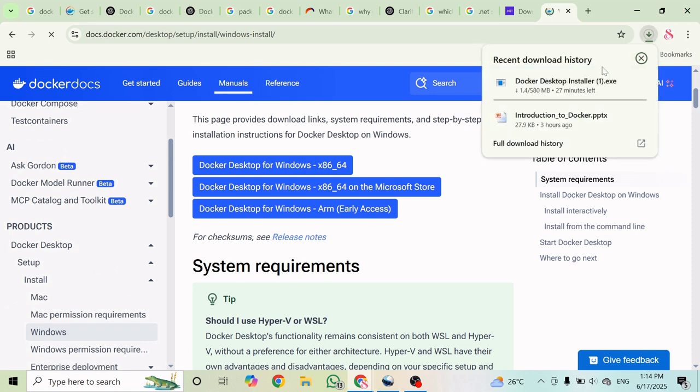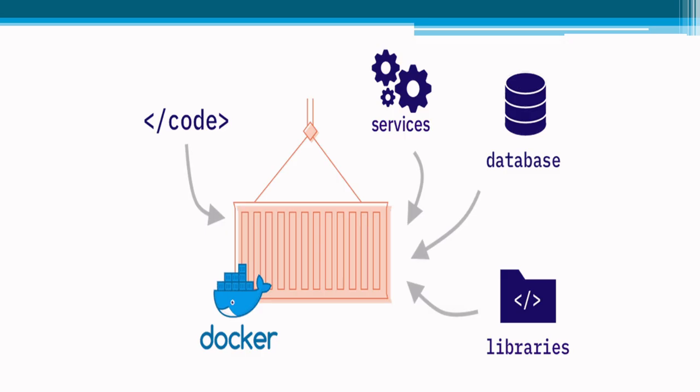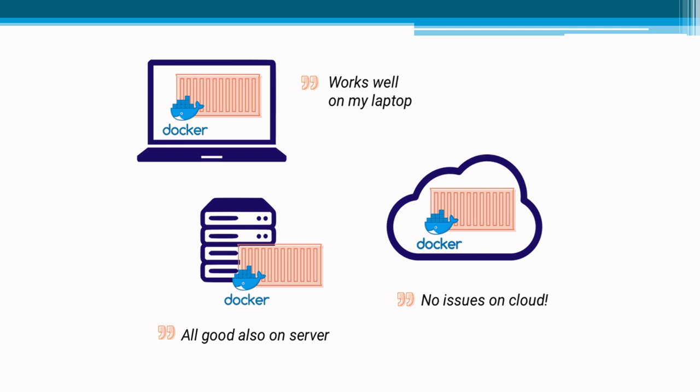Okay, so firstly, let's quickly understand what Docker is. Docker allows you to package your application, that means your application code, also libraries, database setup, services, all these dependencies into a single container. That means Docker allows you to package your application and all its dependencies into a single container image. This makes it easy to run your application anywhere: on your local machine, on a cloud, or on a server.